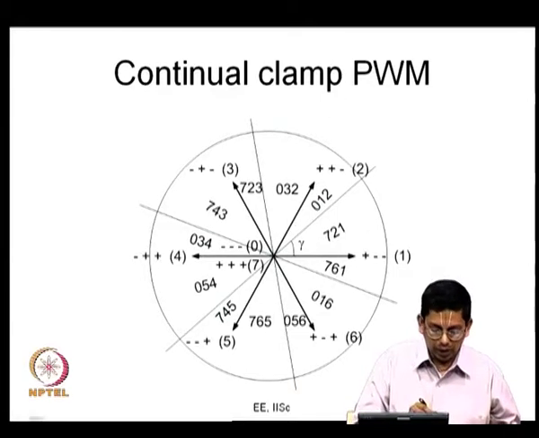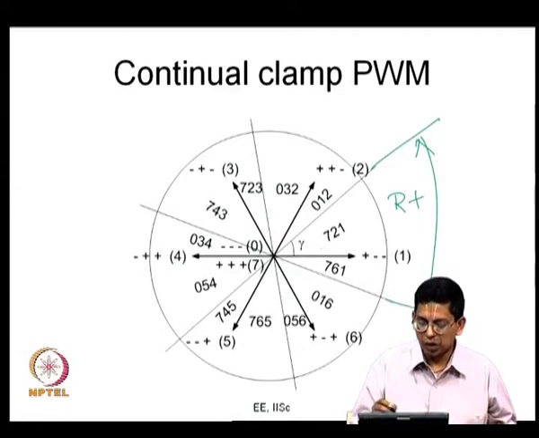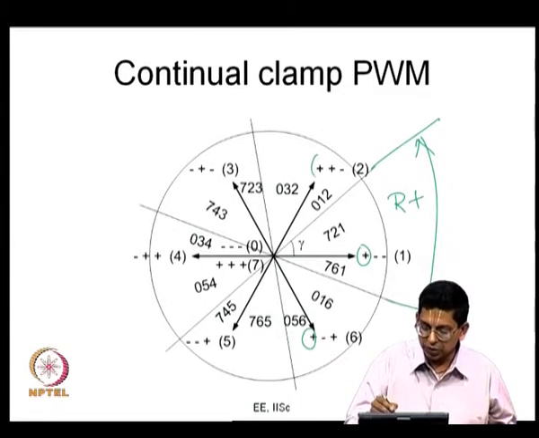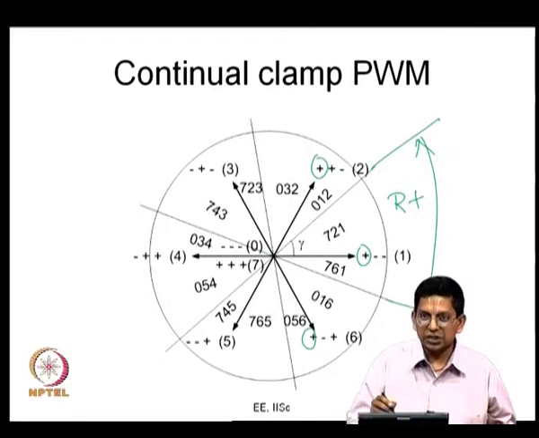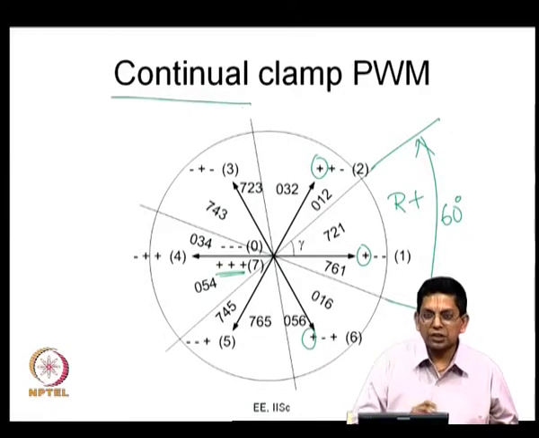Why do we call this continual clamp? As I mentioned the other day, here you find that R phase is clamped continuously to the positive DC bus because active state 7 is used. In all these states 1, 2 and 6, R is positive, here also R is positive, here also it is positive. So in all these active states R is positive, and you are using only plus plus plus, and you are not using minus minus minus. Because of that, R phase is getting clamped to the positive bus. This is a 60-degree duration, so it is continuously clamped for a 60-degree duration, and therefore you call this continual clamp PWM.